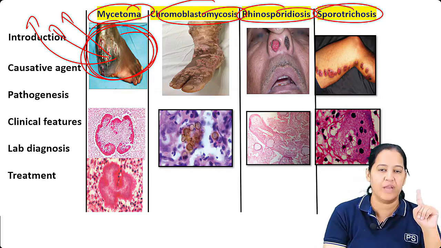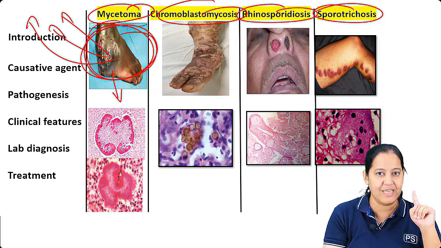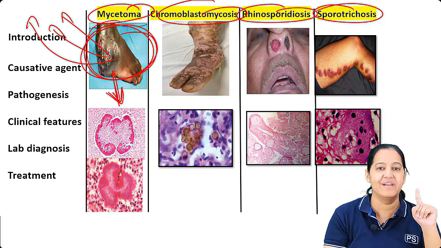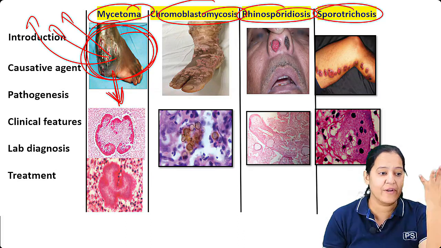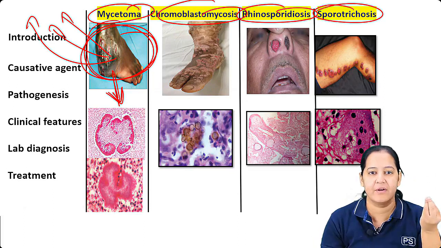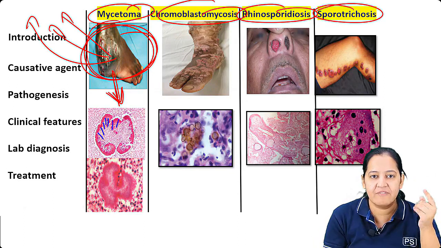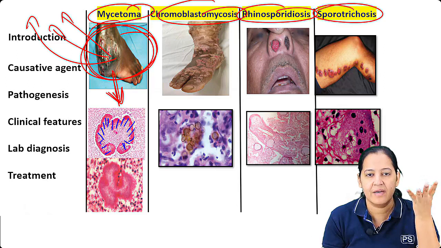And I forgot to tell you the biopsy, you can write it if you wish. On biopsy, you will get sunray appearance. It is known as sunray. This is the fungus. Can you see the fungus, the filamentous fungus? And it's looking like the sunray.